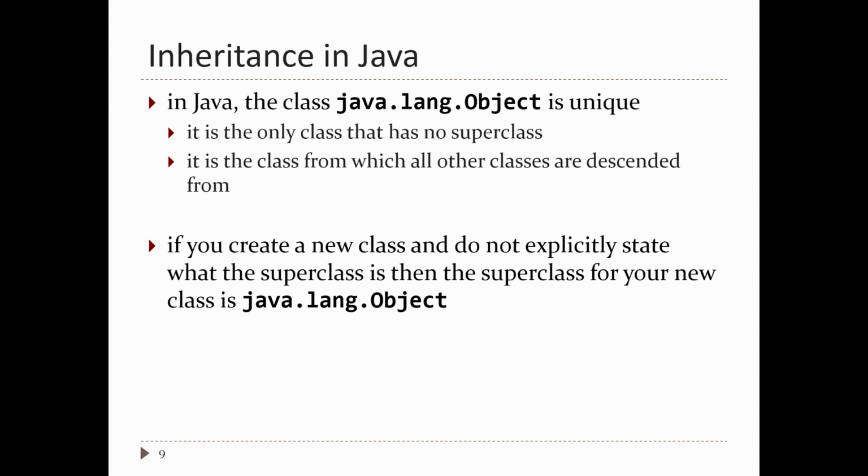Now, we've been making classes since, I don't know, roughly week 3 of the course. Maybe, I guess even the first course, even the first lecture, because we had to make a class to have a main method. So when we've made a class, we've never said anything about descending from Object. So if you create a new class and you don't explicitly state what the superclass is, then the superclass for your new class is Object.